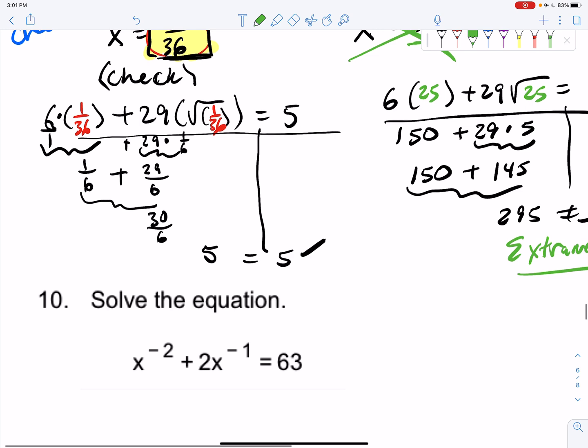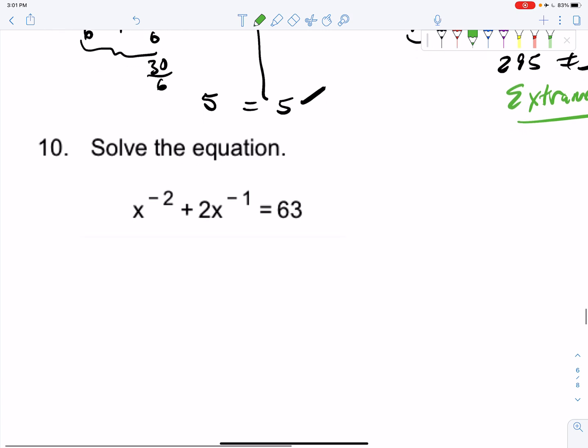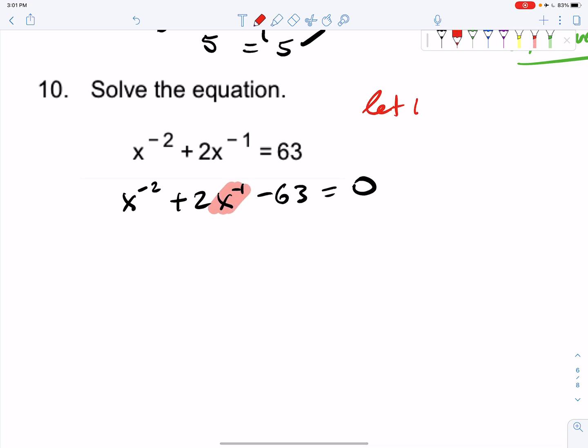Number 10. How many more do we have here? 10, 11, 12, 13. Okay, number 10. Ooh, something different. Well, there are a couple different ways to do that, but let's just stick with the plan here. x to the -2nd plus 2x to the -1st. I'm going to subtract 63 just to set it equal to 0. Okay, what was the plan that's been working really well? That second term tells us a good u sub to use. Let's let u equal x to the -1st. And let's see if that in fact works.